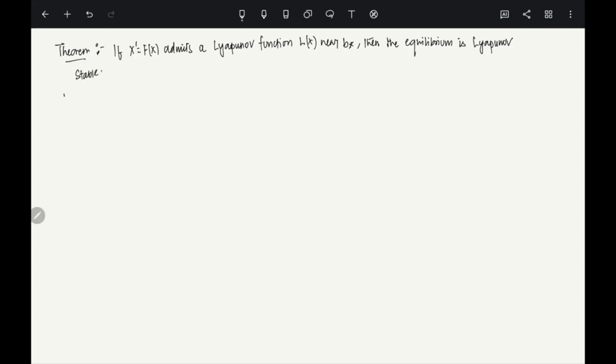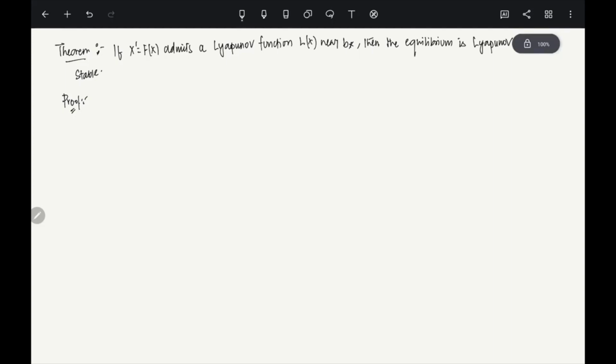Yes. Okay. So let's look at the proof of this. Again, this is very easy. What it is saying is this: if you want to show that the equilibrium is Lyapunov stable, all you need to do is find a Lyapunov function. That's what it is saying. Very simple statement, but very powerful.